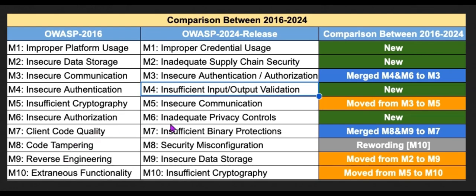And then next is security misconfiguration, which is like the earlier extraneous functionality, as you can see here. Security misconfiguration is at M8. Then insecure data storage is moved down to M9 from M2, and insufficient cryptography is moved to M10 from M5. So this is the latest 2024 list that we will be checking in our further sessions. So let's look at the risks one by one.